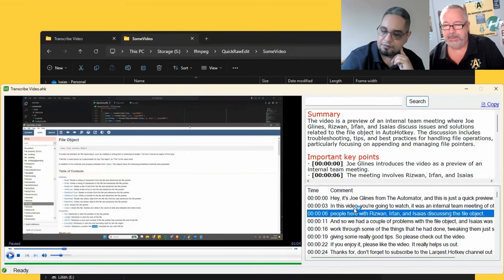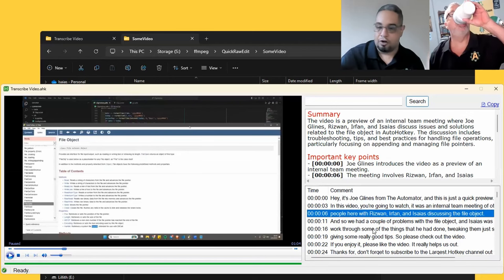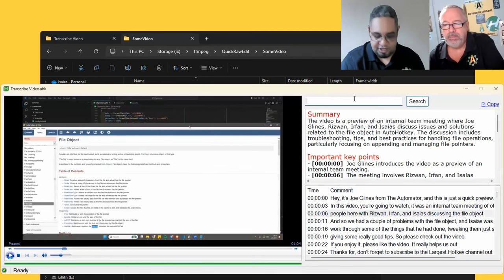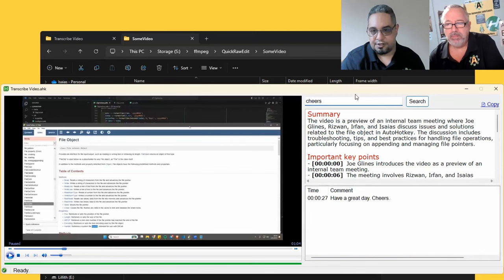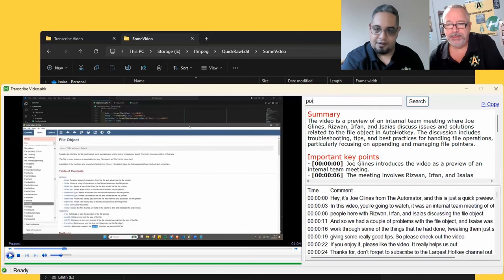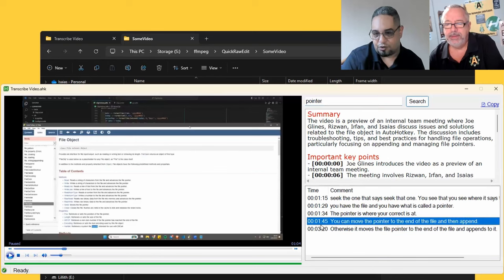One of the things I was thinking about is how I would use this tool. Okay, it is a 1 hour long meeting, but I remember that I said cheers, so I'm going to look for the word cheers. Okay, so that was at 27. And then in the end, we did talk about pointers. The last point that I talked about pointers was at 145. Now I have the time frame where that happened.